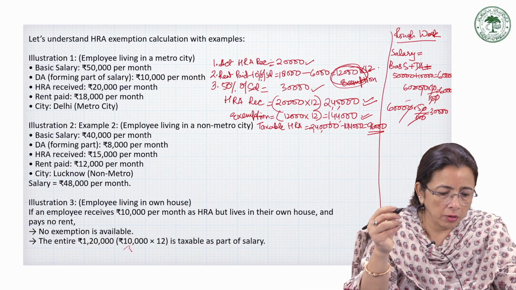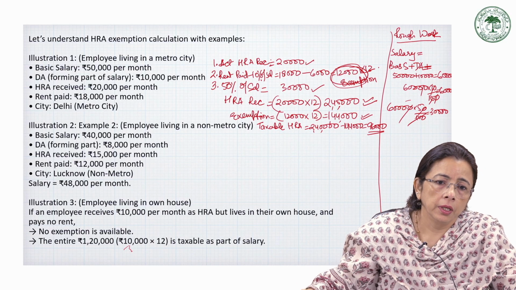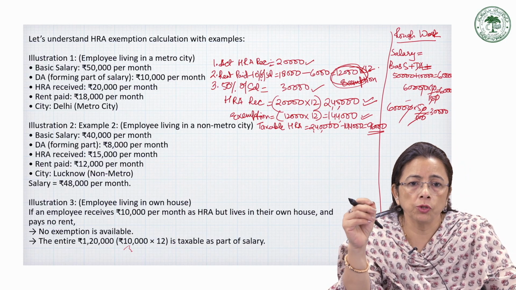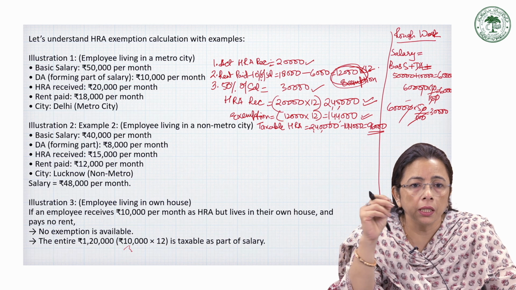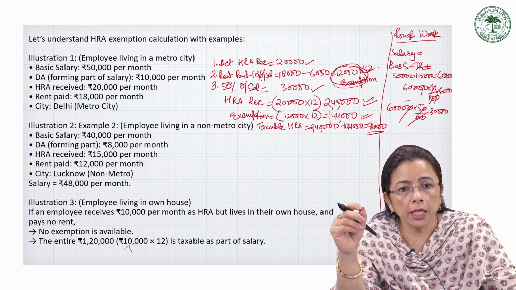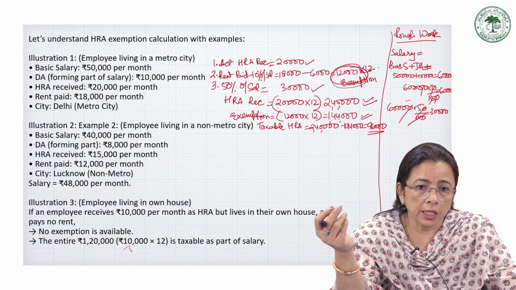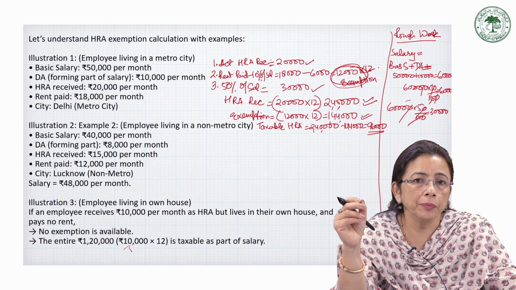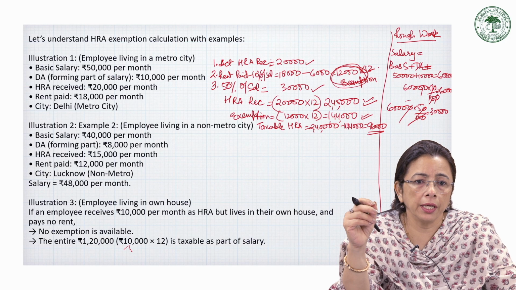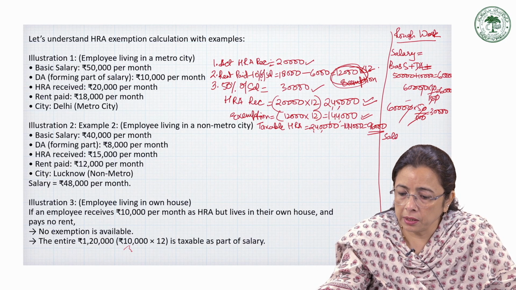Now, moving to the second illustration, which talks about a person living in a smaller city than a metropolitan, or we can say a non-metropolitan city. The data here says that basic salary is rupees 40,000, DA forming part of salary is rupees 8,000 per month, HRA received is rupees 15,000 per month, rent paid is rupees 12,000 per month, city is Lucknow, obviously a non-metropolitan city. So, let us compute the taxable salary. Total salary that he is getting is 48,000 per month.